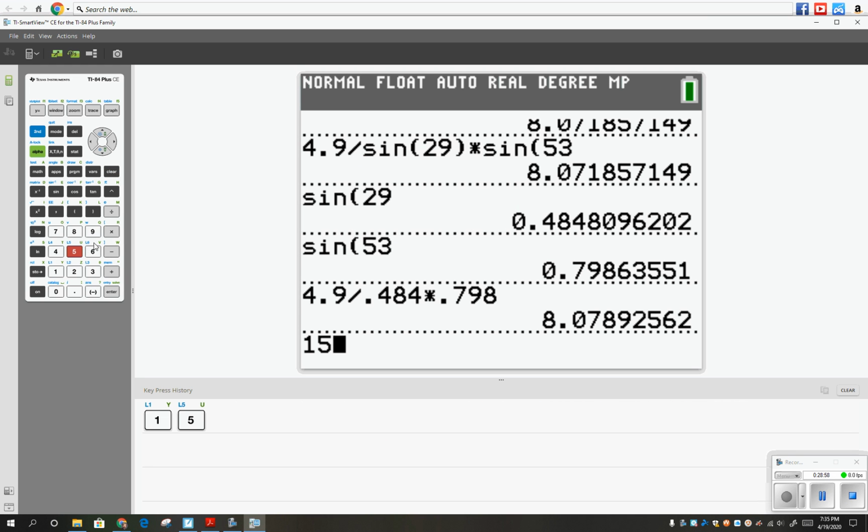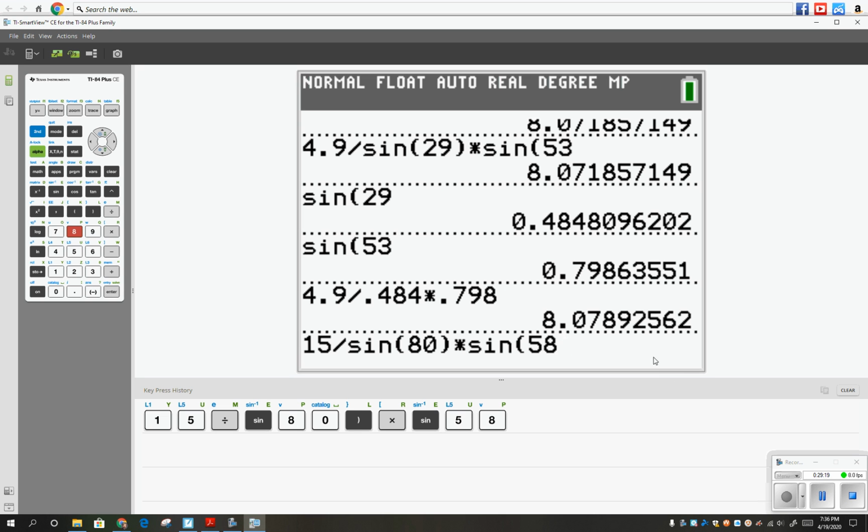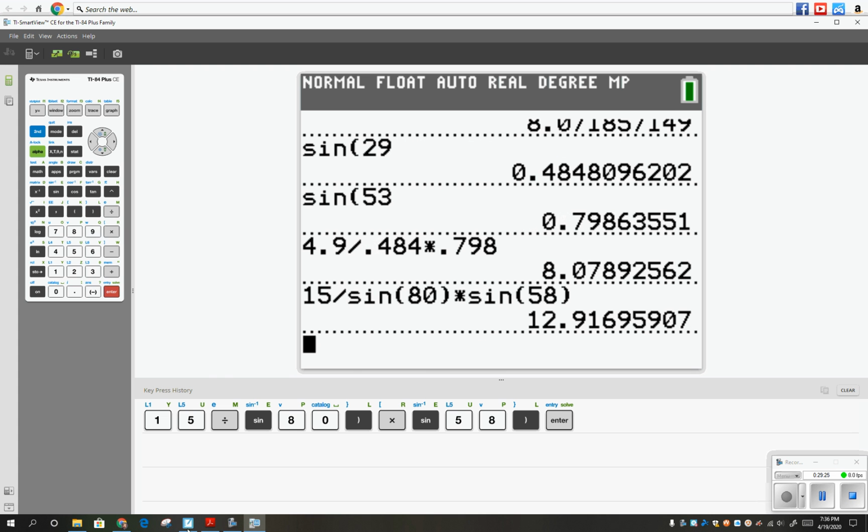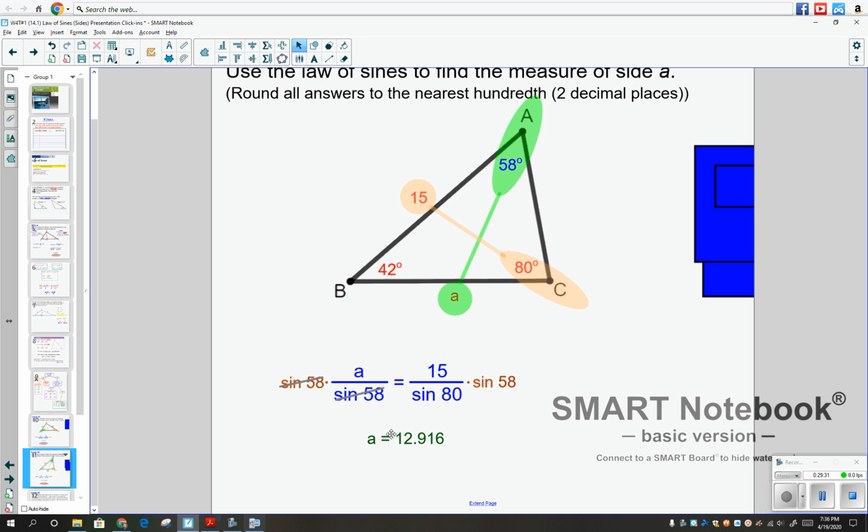15 divided by sine of 80. Make sure you close the parentheses after the 80, because I'm going to type something after. If I don't close parentheses, it'll take sine of whatever's inside of that parentheses. Divided by sine of 80 times sine of 58. Because this is at the end, I could get by without closing that parenthesis. I'm going to close it anyway, just to have it. And then I get 12.916 with 3 decimals. If I want to round that to 2, looking at the third number, which is a 6, tells me to round up to make it 12.92 being my answer.